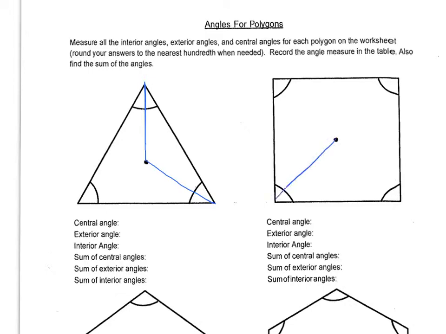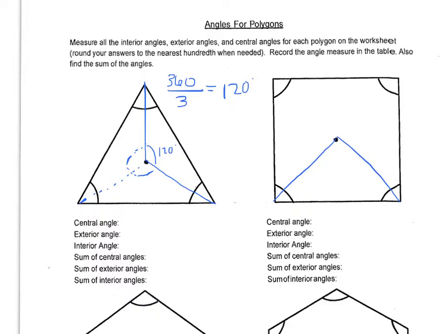I can pick any two corners as long as they're neighboring each other and connect them to the center of my shape. So I wanted to calculate how big this central angle is. I can see that there are three central angles that go all the way around the center. In the center there's 360 degrees, and so one angle is only one out of those three. So I need to take 360 degrees and divide it by 3 to get 120 degrees for the central angle.